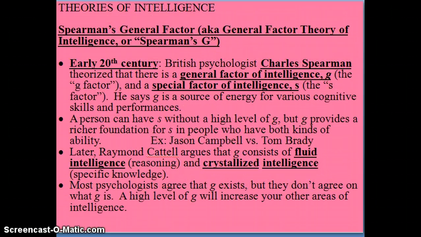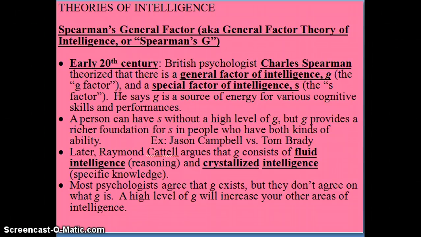Okay, welcome back. Let's talk a little bit about the theories of intelligence. Now, the first theory of intelligence we're going to discuss is Spearman's general factor, or his idea of the general factor of intelligence. Spearman's G, it becomes known as. Spearman says that there is a general factor of intelligence, this G factor, this kind of untouchable thing that kind of overarches all of our intelligence. The thing that energizes our ability to think and be aware of things.